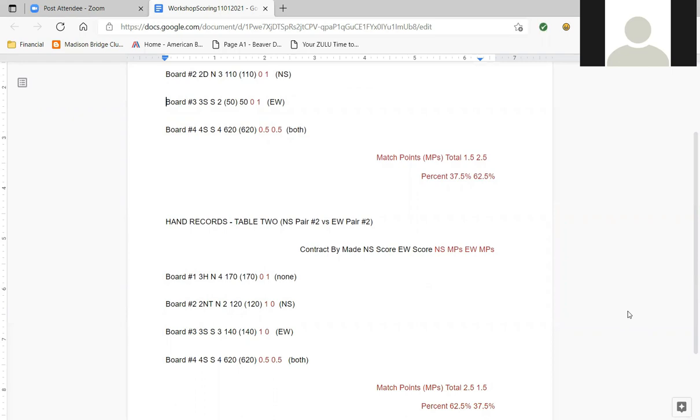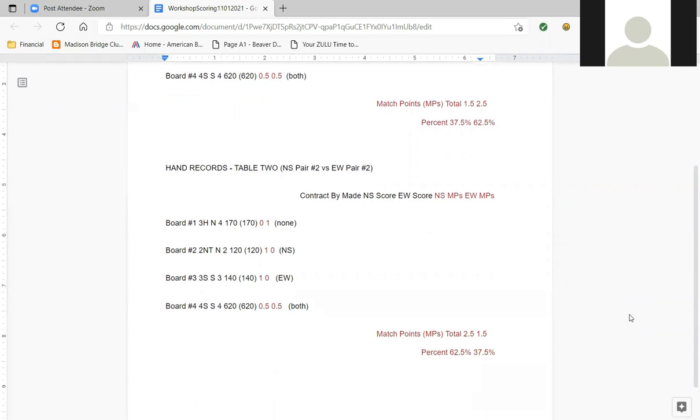So they've got a score not of 420, but of 170. 4 times 30 is 120. That's their score for the tricks they took. But their bonus is only 50 because they only made a part score contract. So they've got a score of 170.